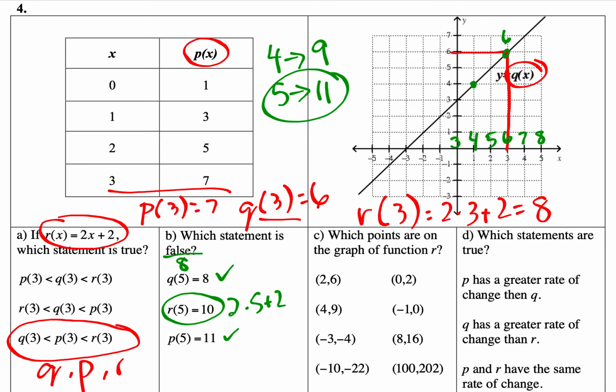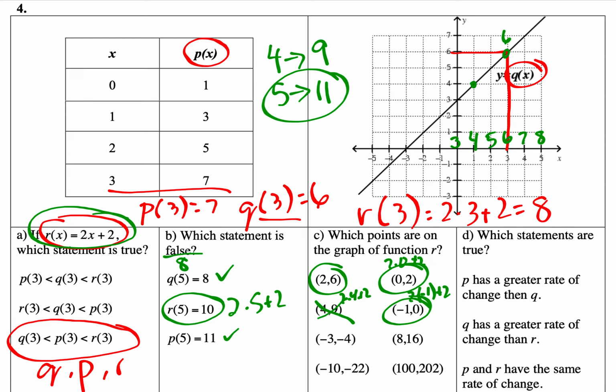C, which points are on the graph of the function R? So we're going to use R of x is 2x plus 2. 2 times 2 plus 2 is 6. That one's actually on the graph. 2 times 0 plus 2 is 2. That's on the graph. 2 times 4 plus 2 is actually 10, not 9. 2 times negative 1 plus 2 is 0. That one's on the graph.